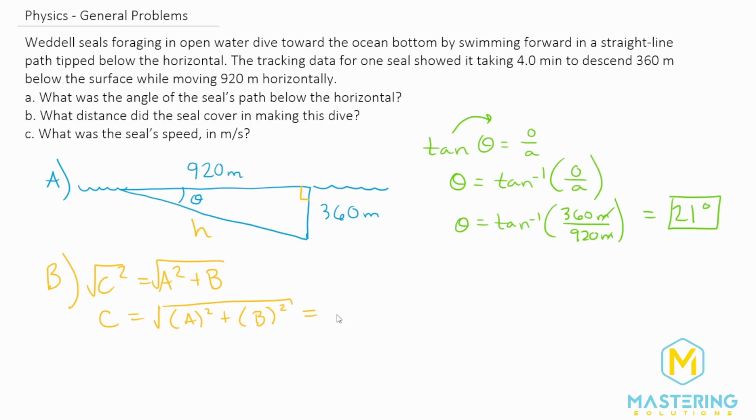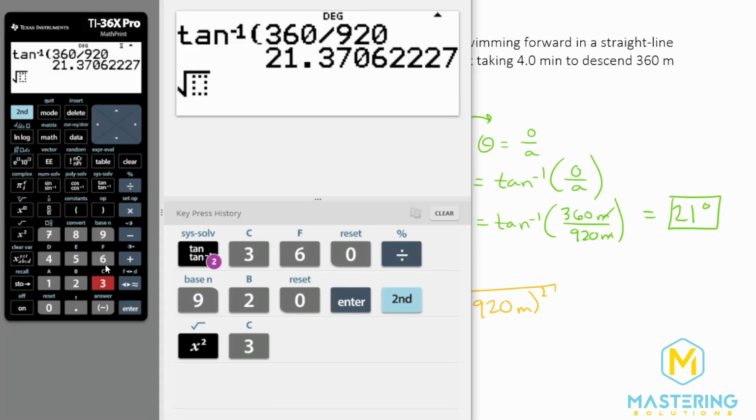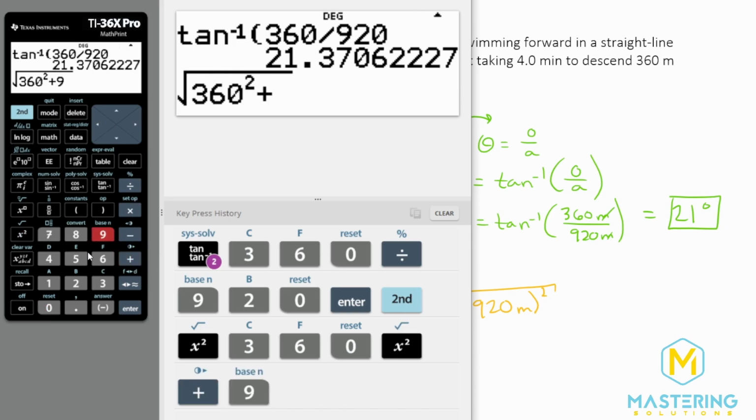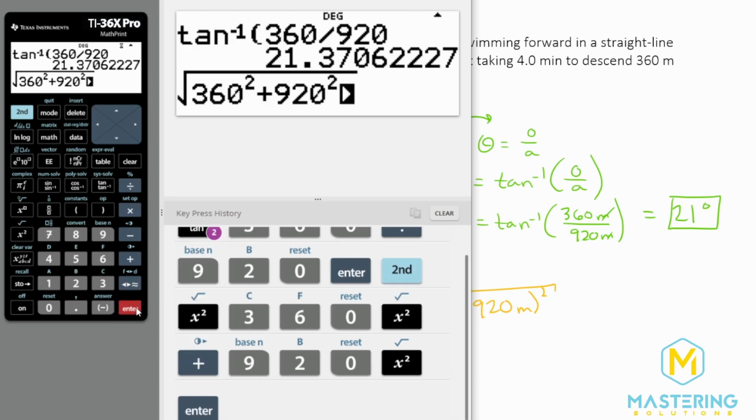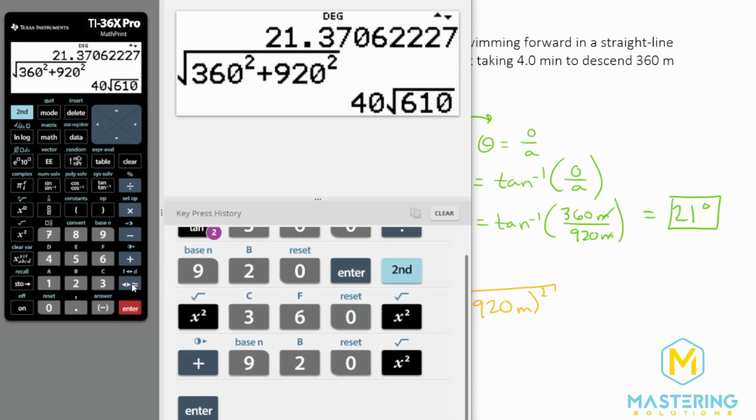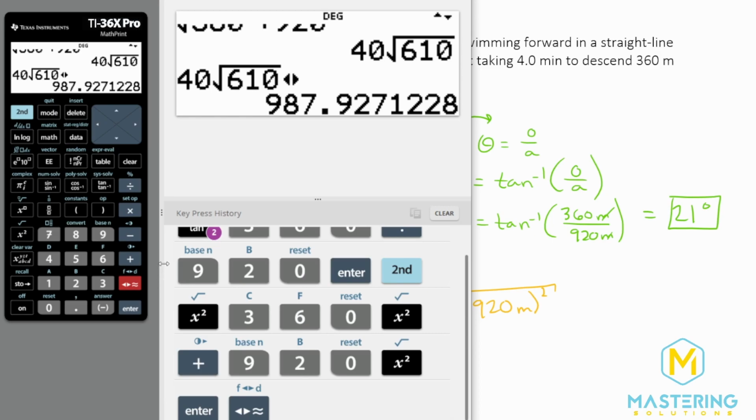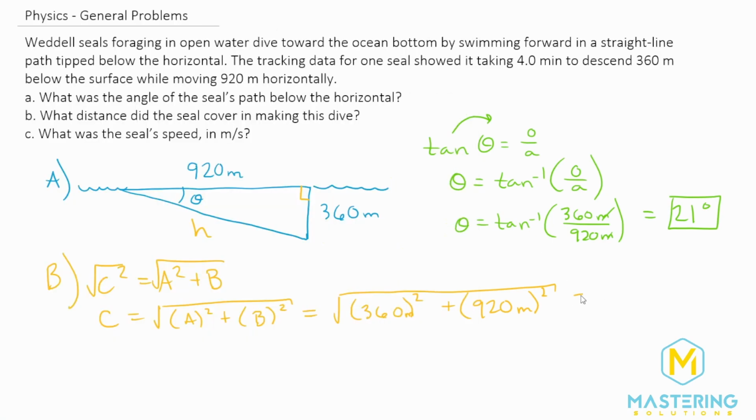So c is equal to the square root of a squared plus b squared. As we plug that in, we have the square root of 360 meters squared plus 920 meters squared, which gives us 40 square root of 610. If we approximate, that is 987.9. So rounding, we have 988 meters for the path that the seal took for part B.